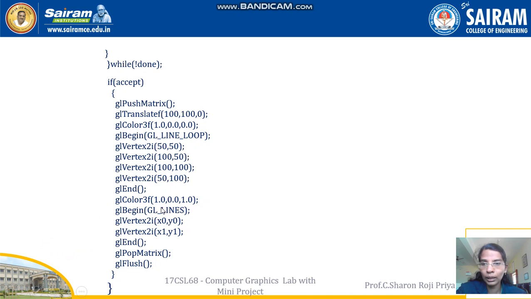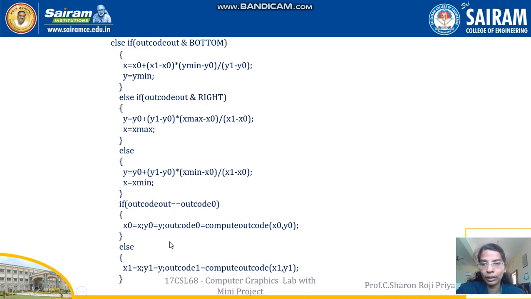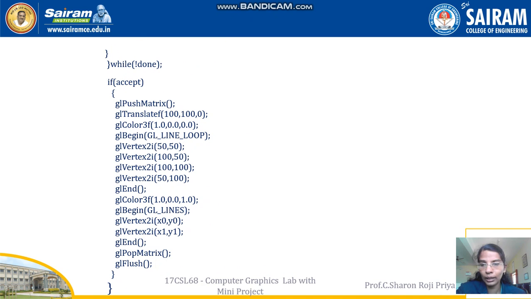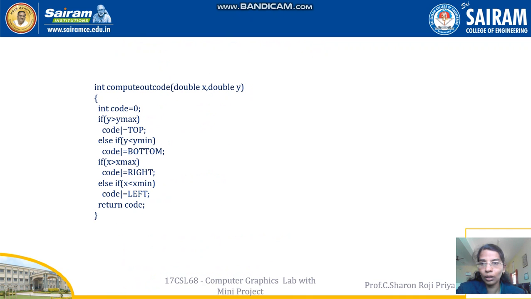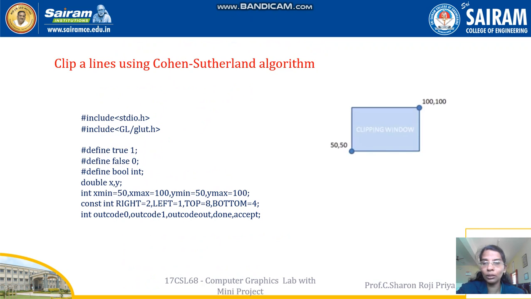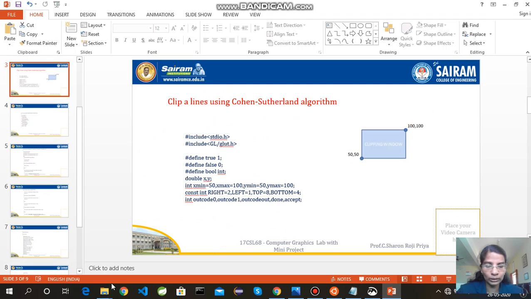So this is my clipping window. To draw my clipping window, and I have to draw my lines. What are the points? It is x0, y0 and x1, y1, what we have calculated in this line clip, right? Display it and flush it. So this is all about your algorithm. Now we can see how this gets executed.